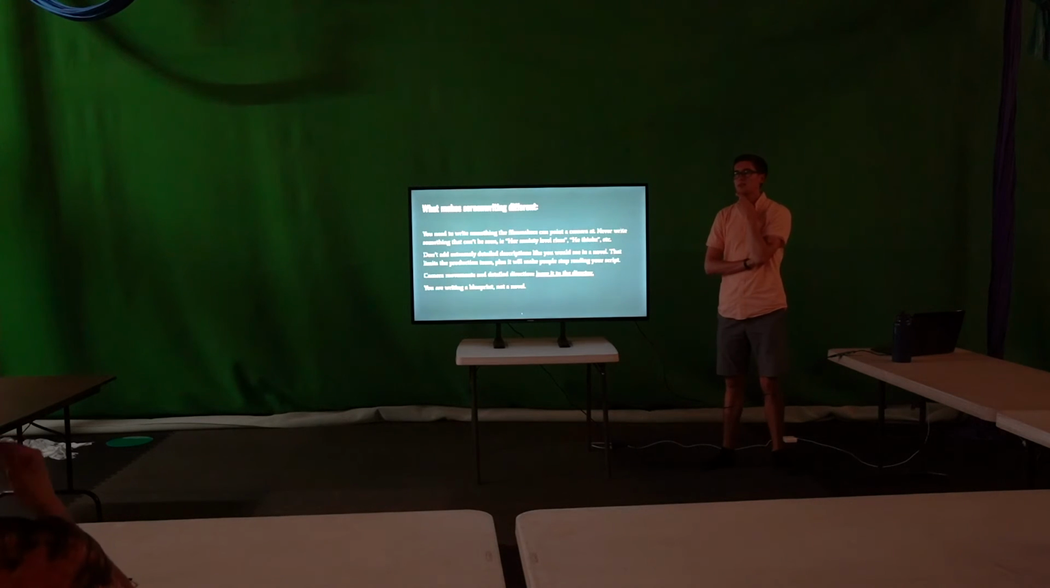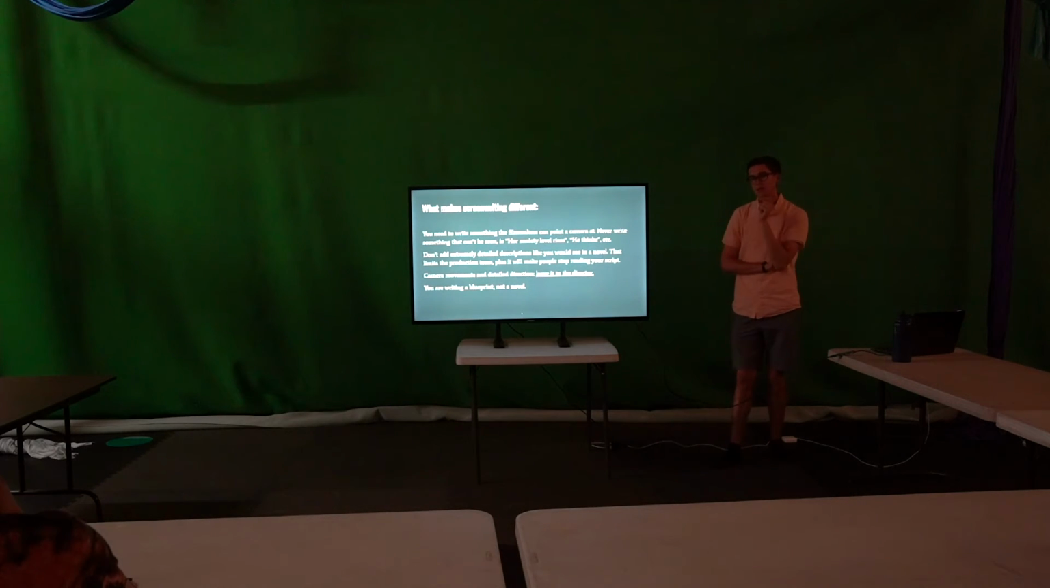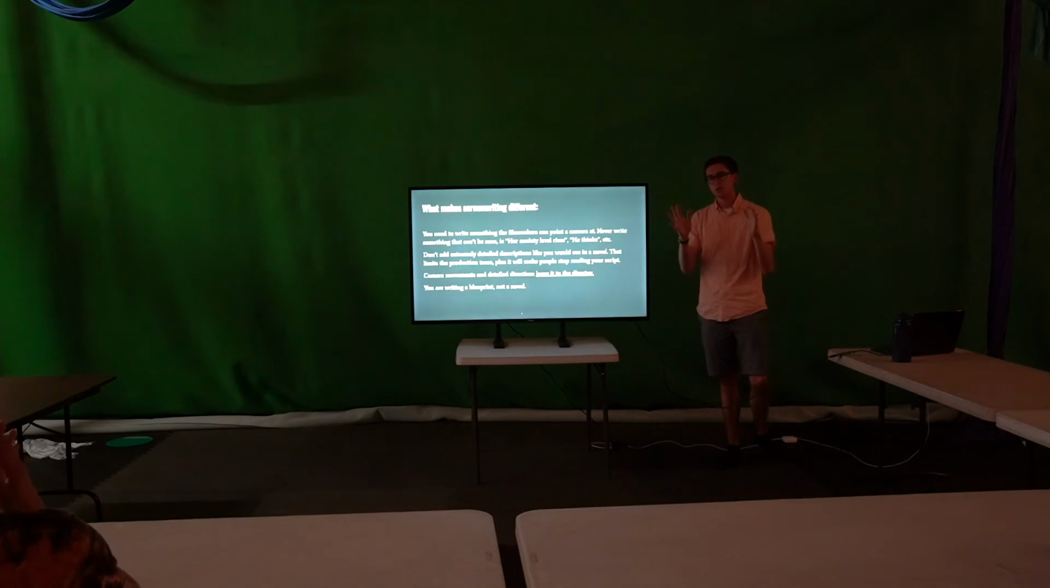Usually, if you wanna sell your script and you give it to someone professionally to read, and they start seeing that you've written in camera directions and everything, they're gonna be like, amateur. So it's good to keep that stuff out. Keep in mind you're writing a blueprint, not a novel. Usually when it comes to screenwriting, keep it succinct and very visually descriptive.